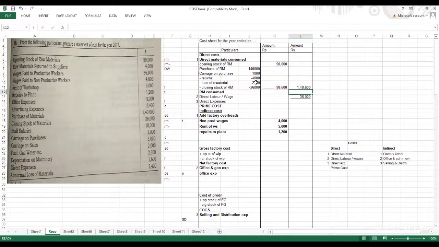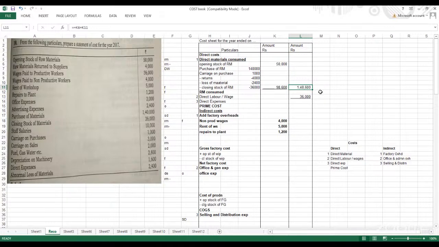So returns, loss of material, and closing stock of raw material. These are unused out of purchases. Clear? So I have to subtract those. I got net 98,600 as net value, and I had opening stock of 50,000. So my total is 148,600. This is the amount of raw material I have consumed.